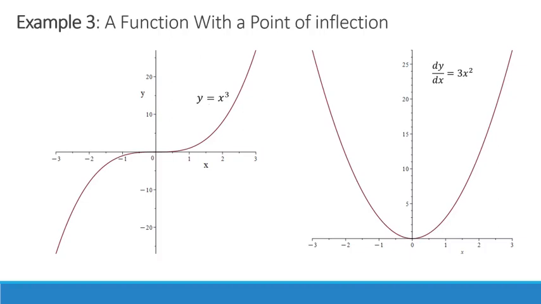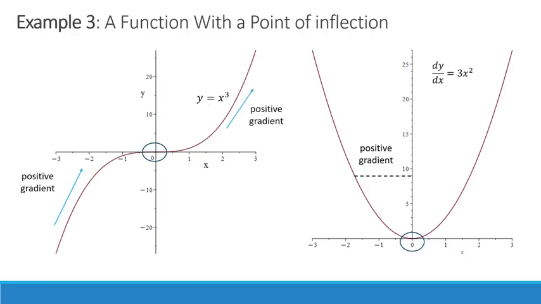On the left of the stationary point, x cubed is increasing, which means that the gradient is positive, which corresponds to the graph of the gradient being positive for negative values of x. At x equals 0, we have a stationary point, which corresponds to when the graph of the gradient touches the x-axis. On the right of the stationary point, x cubed is still increasing, which means that the gradient is still positive, which corresponds to the graph of the gradient being positive for positive values of x.